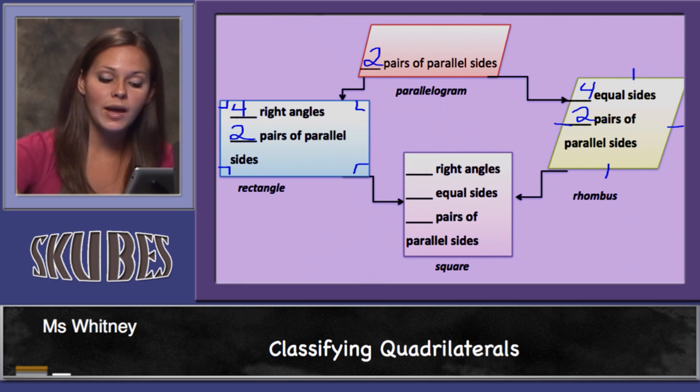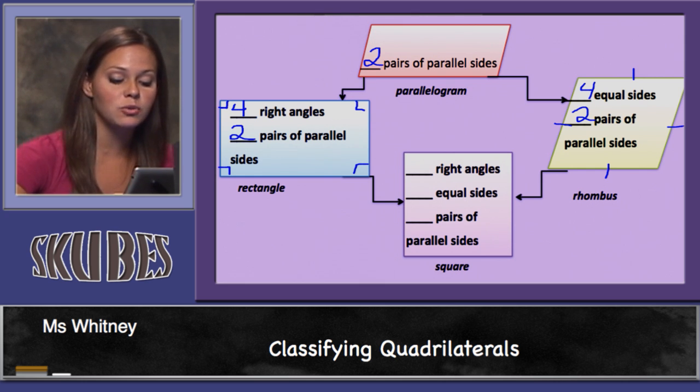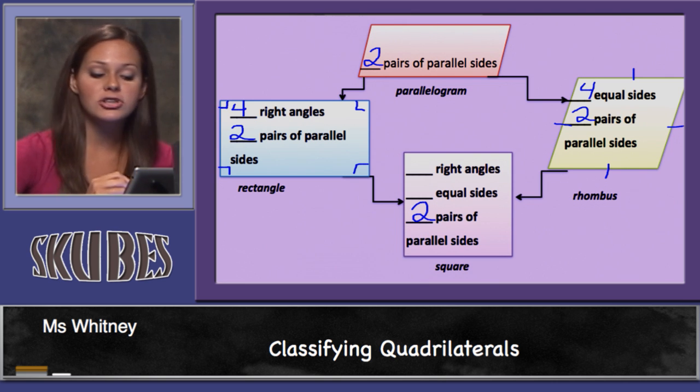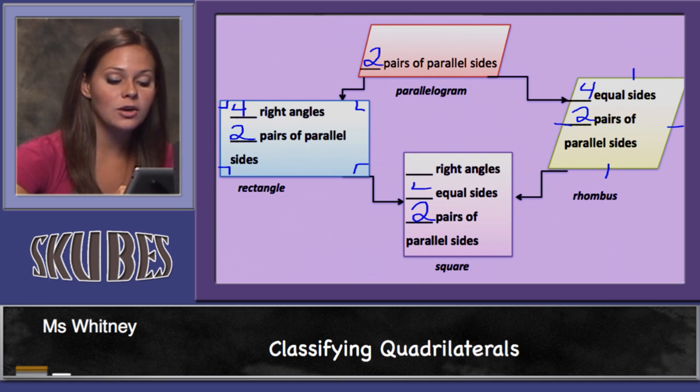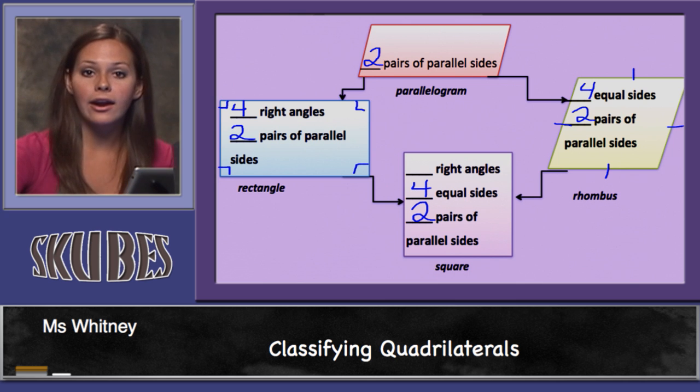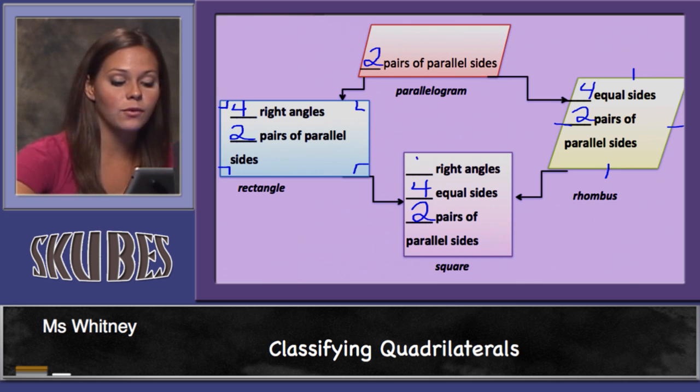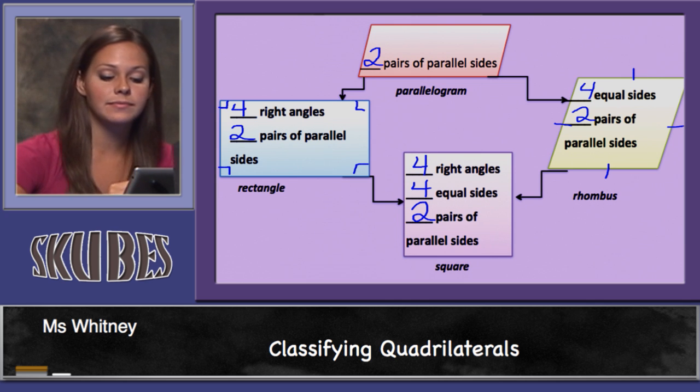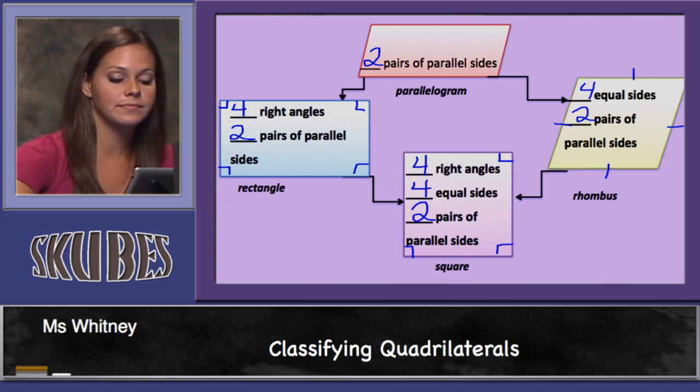Now let's look at a square. A square is a parallelogram because it has 2 pairs of parallel sides. It also has 4 equal sides. So a square is a rhombus. But a square must have 4 right angles, 90-degree angles.